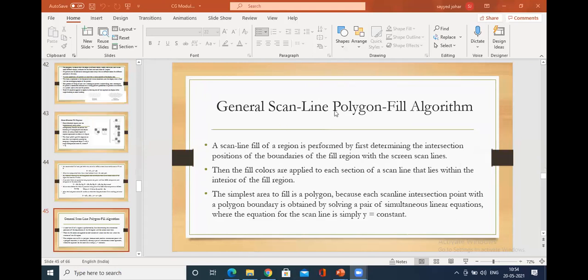So let us today go to the concept of the general scanline polygon fill algorithm. What is this scanline polygon fill algorithm? In a simple concept, imagine this is my polygon that is being drawn. I want to say that you have to fill this complete polygon that is within this particular window.